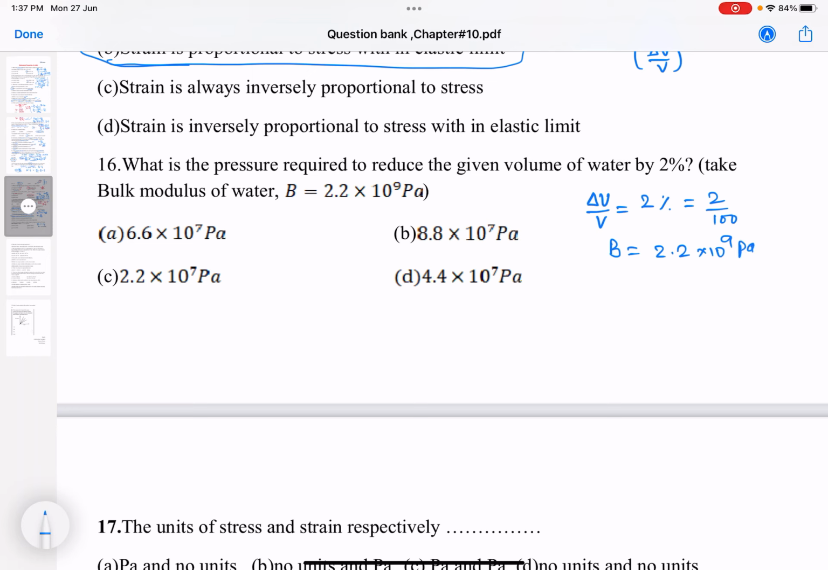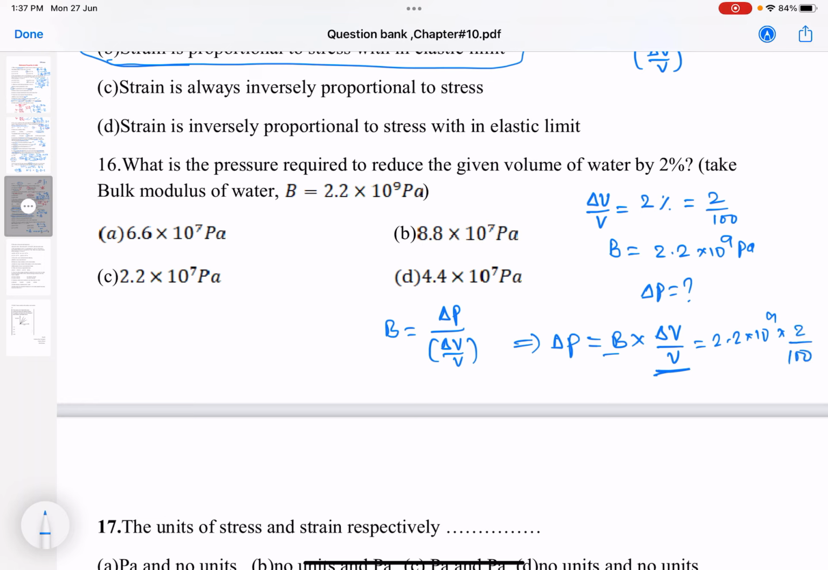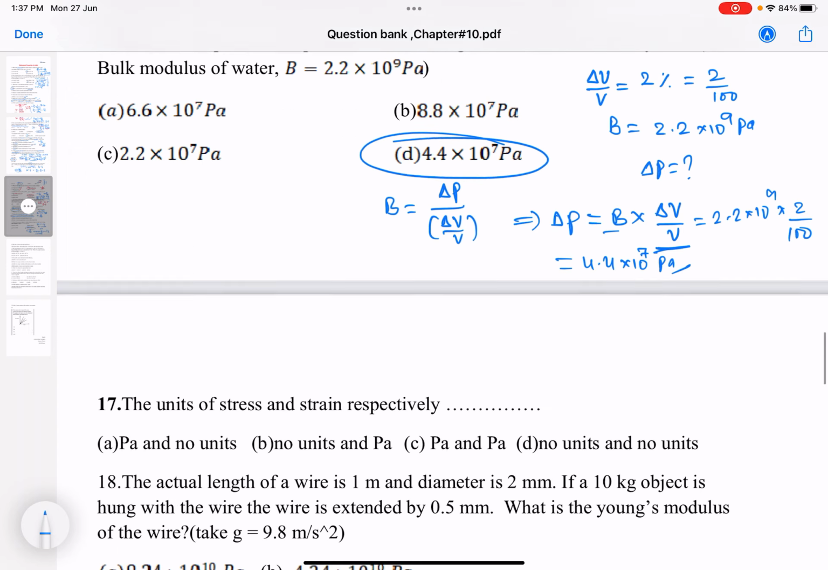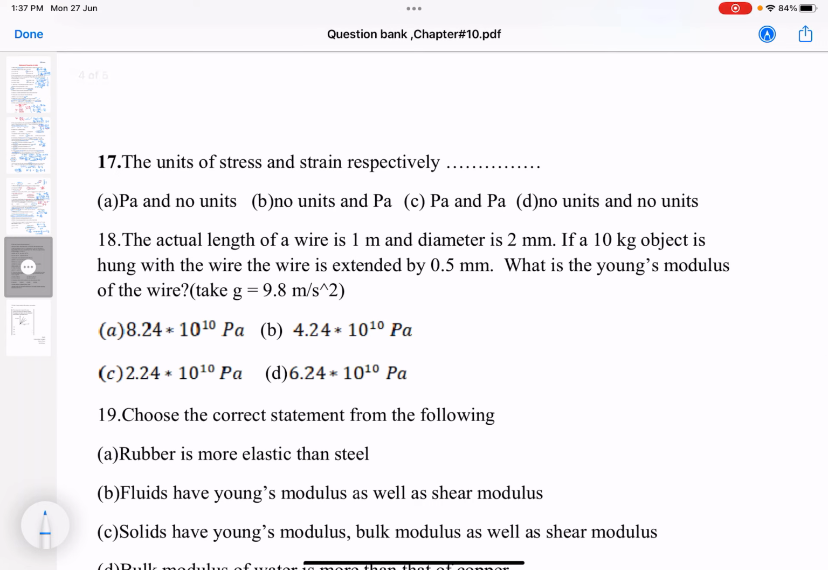So he asked to find out the change in pressure. We know bulk modulus equals change in pressure divided by fractional change in volume. So change in pressure equals bulk modulus into change in volume by original volume. Bulk modulus is 2.2 into 10 to the power of 9, into change in volume, which is 2 by 100. So 2 into 2, 4.4 into 10 to the power of 7 is the answer.